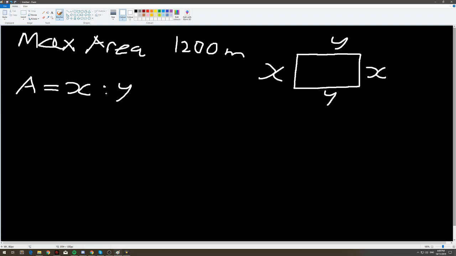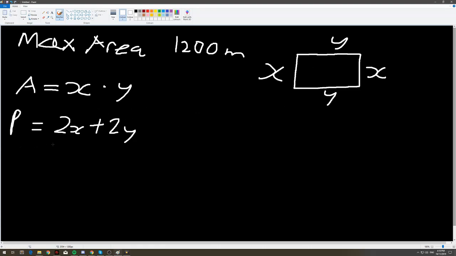So if you want to isolate for only one variable, we have to create another equation that may help us clear out one of these. So let's write down the formula for perimeter. P equals 2x plus 2y. Okay, so now you know that your perimeter is actually 1200 meters, and you know you have two sides and two top and bottom. So let's just sub in 1200 into P.